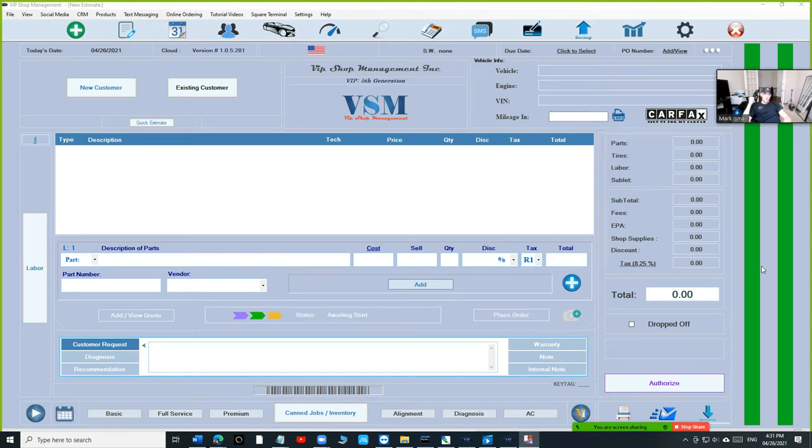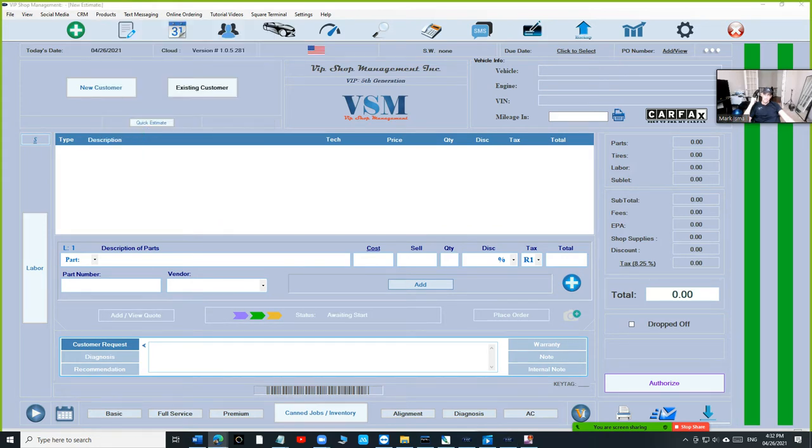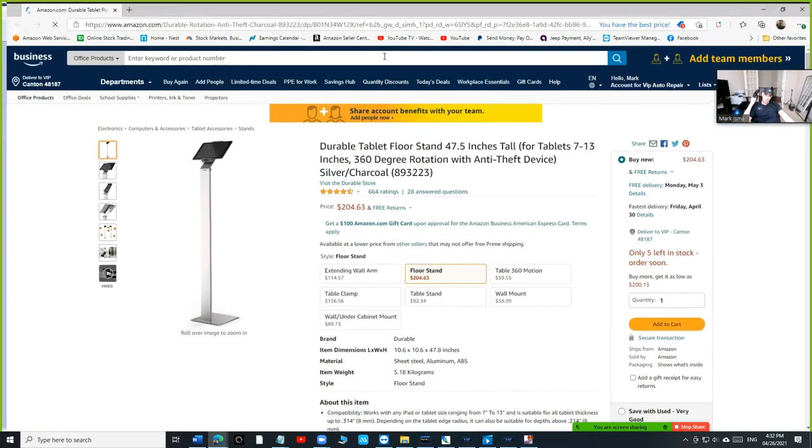Just a quick video because I get this question a lot. The question is, where do I get the stand for the tablet? Me personally, I couldn't find one. I went through lots of them and finally one of my customers found it, and it looks fantastic. He's using it. I did put it under products and then tablet floor stand. And let me show you how it looks.